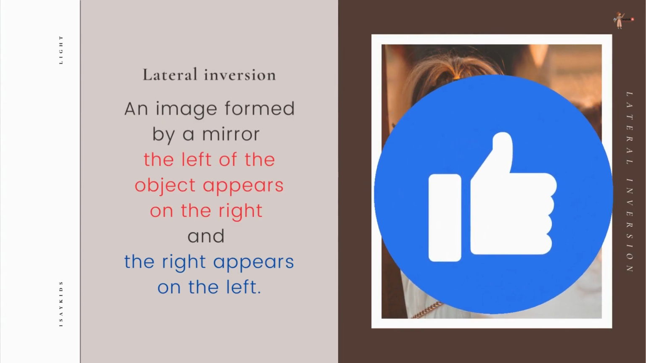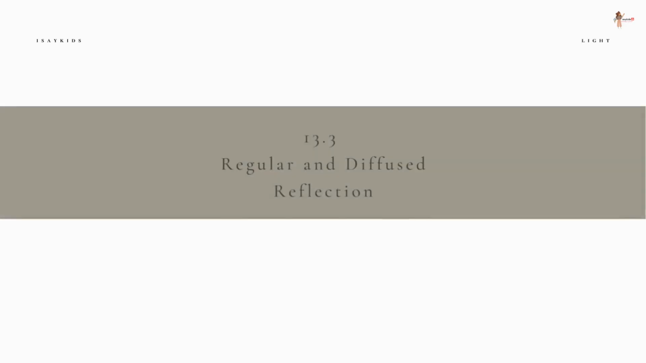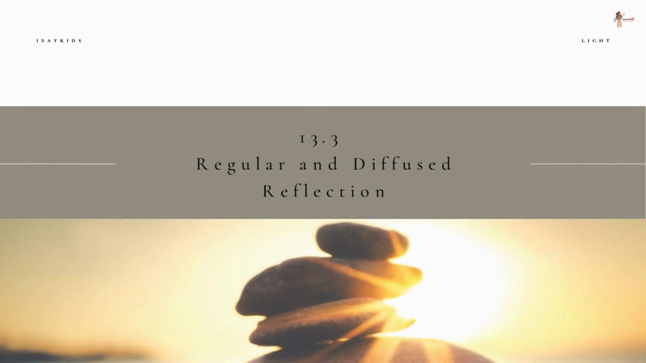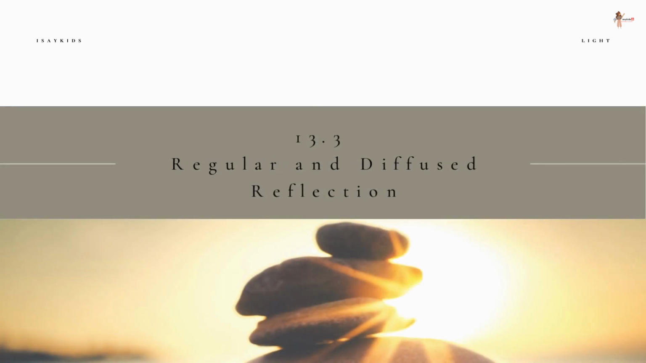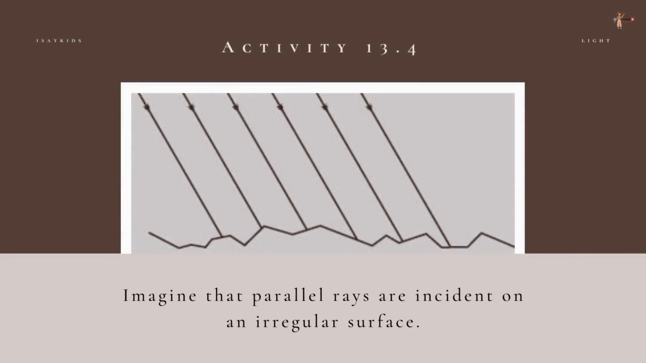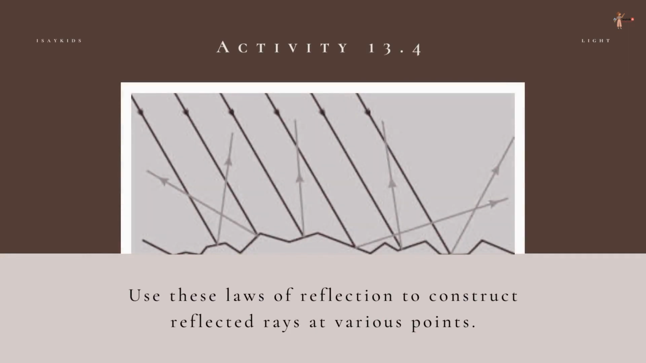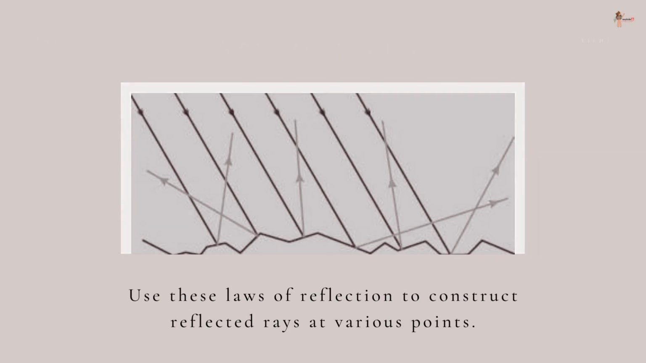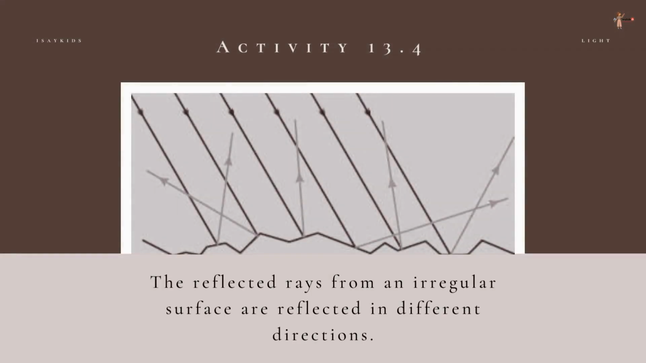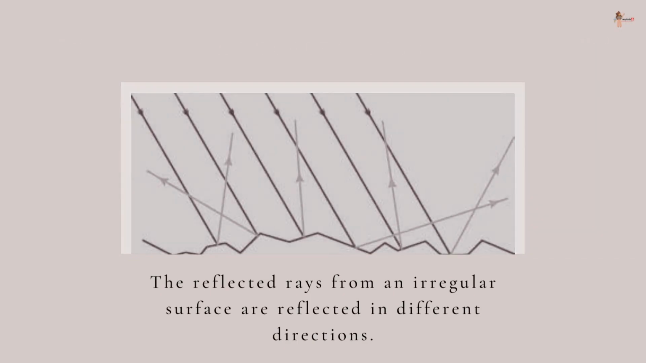Next is regular and diffused reflection. This time also, let's perform an interesting activity. Imagine that parallel rays are incident on an irregular surface, as shown here. Remember that the laws of reflection are valid at each point on the surface. Use these laws to construct reflected rays at various points. Are they parallel to one another? You will find that these rays are reflected in different directions as shown here.